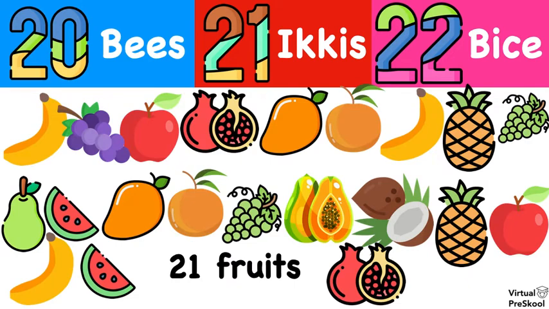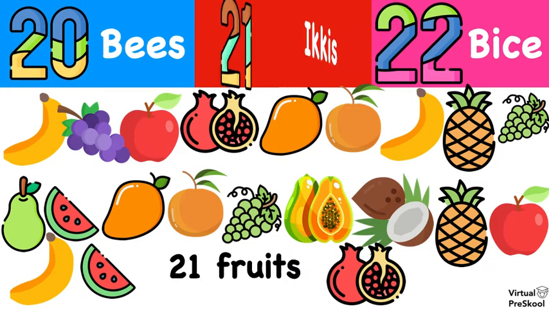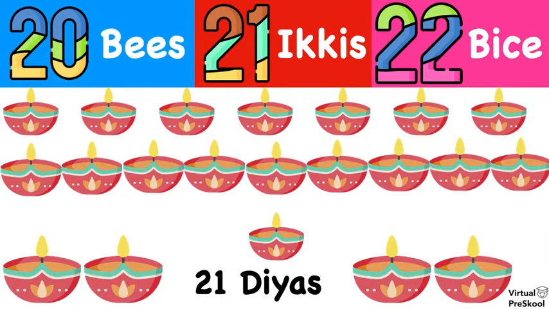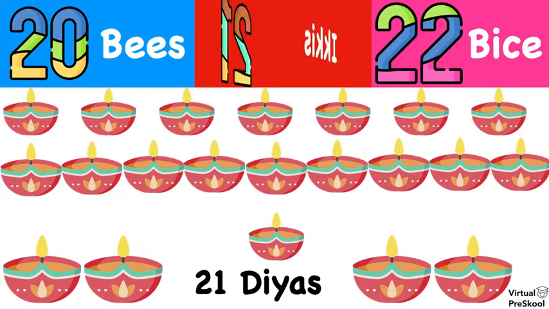There are 21 fruits. How do we say 21 in Hindi? 20, 21, or 22? 21. There are 20 cupcakes. What's 20 in Hindi? 20, 21, or 22? 20. There are 21 diyas. What's 21 in Hindi? 20, 21, or 22? 21.